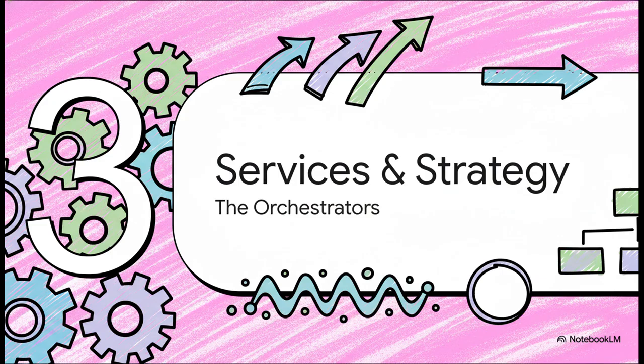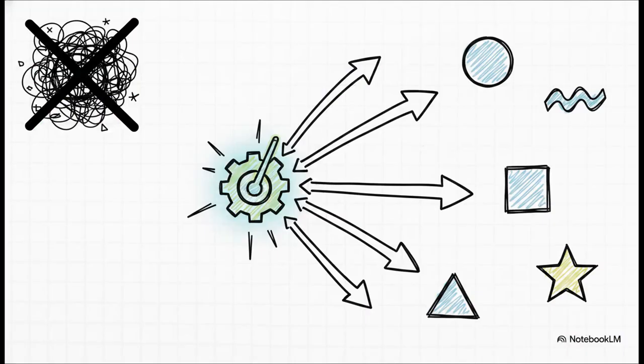Section 3. Services and strategies. The orchestrators. Moving outward, our application services act as orchestrators, and they operate under some very strict rules. They exist solely to coordinate collaborators, like a password hasher or a token provider, connecting them via injected interfaces. They must always return pure domain entities, and most importantly, a service is not a procedural dumping ground for random logic. It's a clean, high-level coordinator that simply delegates the actual heavy lifting to specialized strategies.